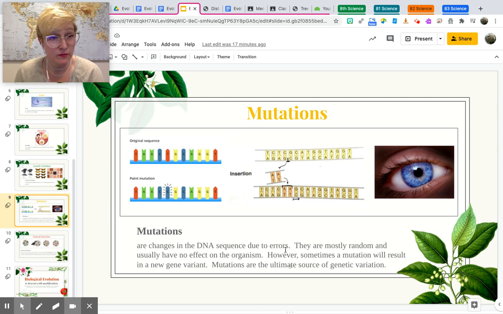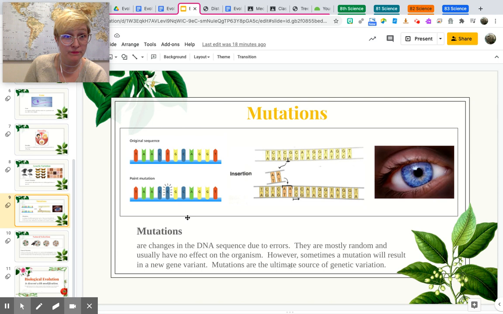They are mostly random. So usually mutations are just random mistakes that you make. There are some exceptions to that. There are some sorts of radiations and things like that that cause specific mutations, but 99.9% of mutations are random. And usually they have no effect on the organism. In fact, you have about 50 point mutations in your body right now that do nothing to you, nothing at all to your code.